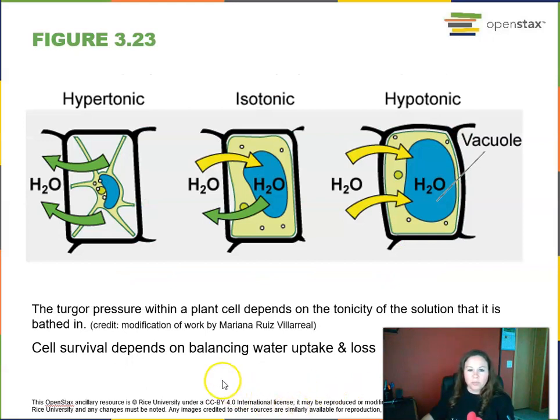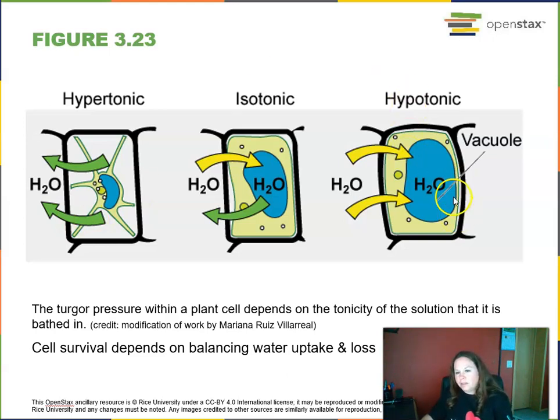And here's how it looks for plant cells who have that extra added protection of a cell wall. If you don't water your plants and the soil gets hypertonic, this is what happens. Those cells lose water. And here we see the cell membrane shrinking away from the cell wall because they lost so much water to their environment. This is when your plant would wilt. And hopefully you will notice this and save them by watering them quickly. If you don't catch it on time, then it can kill the plant.